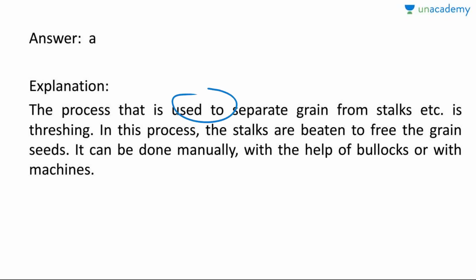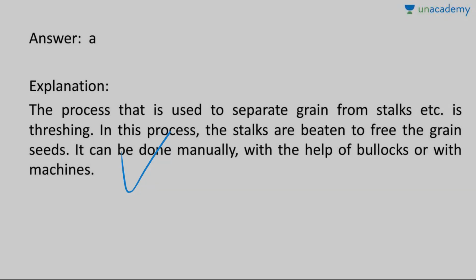So the process that is used to separate grain from the stalks etc. is called as threshing, and in this process the stalks are beaten to free the grain seeds, and it can be done manually with the help of bullocks or with the help of machines. So your answer is A.